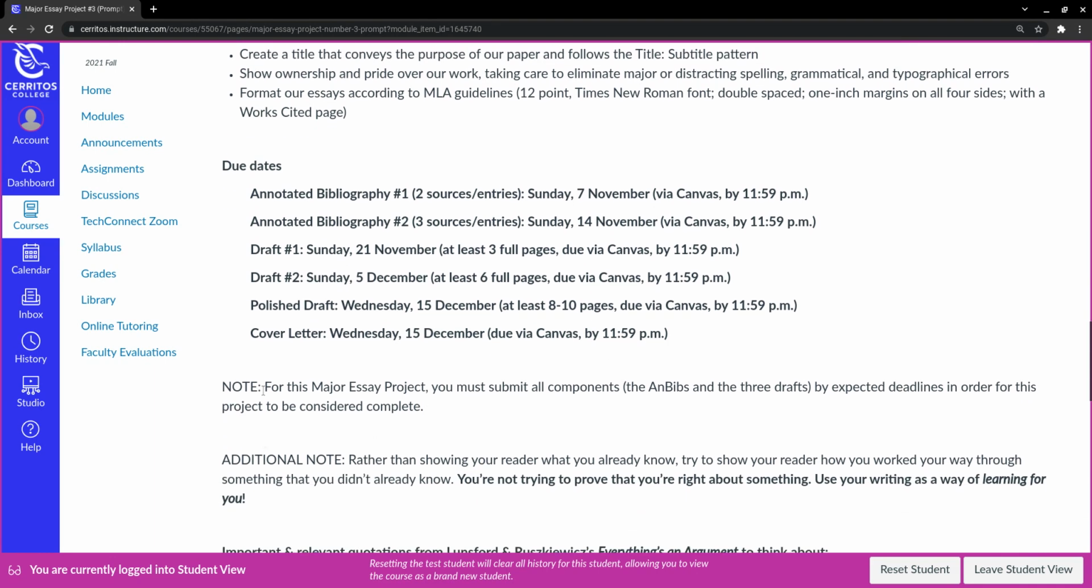A couple of notes here. For this major essay project, you must submit all components, the annotated bibliographies and the 3 drafts, as well as the cover letter, by the expected deadlines in order for this project to be considered complete. So what that means is you can't skip over any of these things. You need to submit everything in order for this to be considered a complete project.